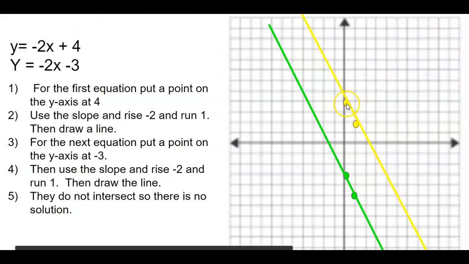On this one, I graphed them. This one has a y-intercept of 4, and then I went down 2 and over 1. And then this one has a y-intercept of 3, and it went down 2 and over 1. But they don't intersect. They're parallel, so there is no solution.